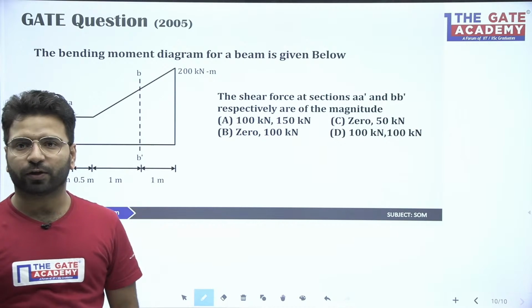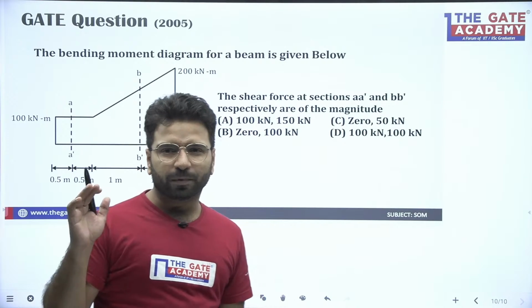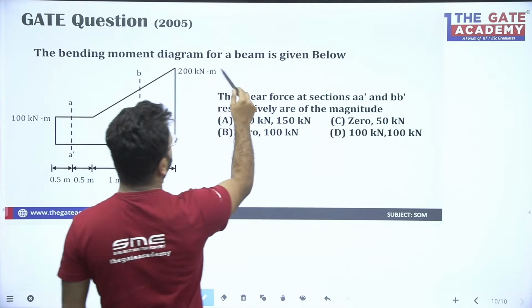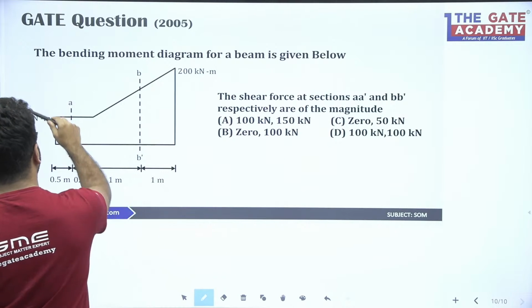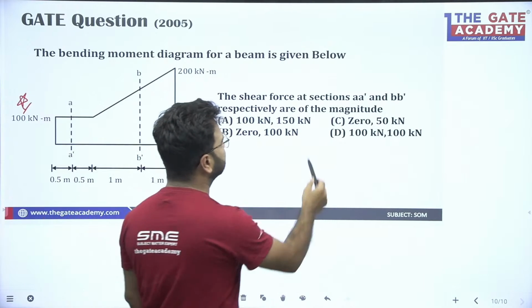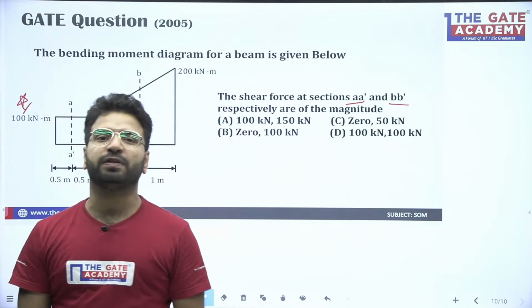Okay, Bhagyasri, very good. So you can see here, again the same logic I told you. The bending moment diagram for a beam is given below. This is the bending moment diagram given to you. The shear force at section AA dash and BB dash respectively are of the magnitude.